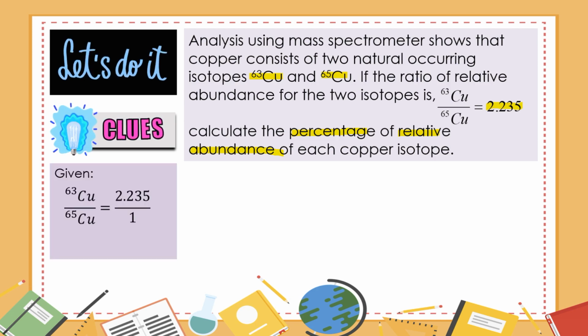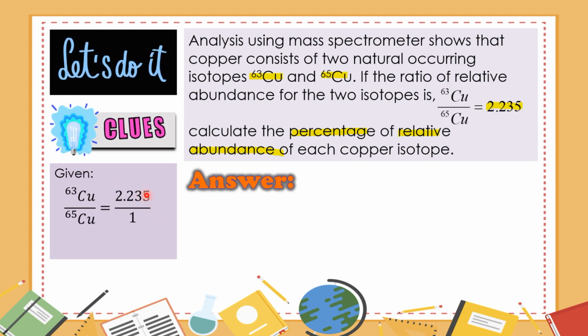Alright, so how can we solve this kind of problem? First of all, given to you is the ratio for the copper isotopes. From this ratio, we notice that the ratio of copper-63 is 2.235, whereas the ratio of copper-65 is equal to 1. Meaning that we want to convert from ratio to percentage abundance.